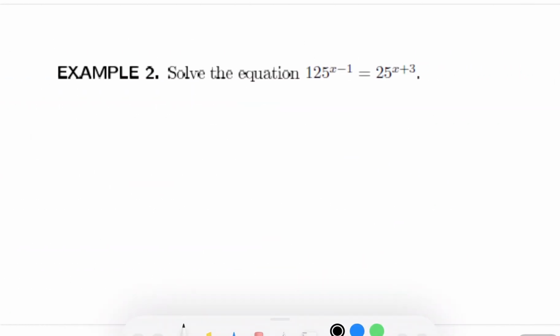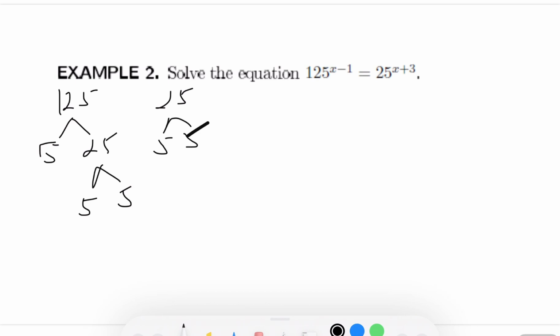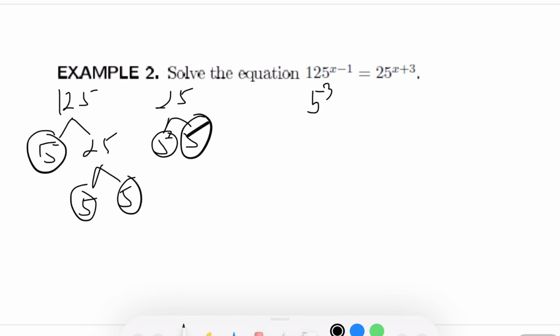Next, about this one. Okay, solve the equation here. Let me try. We can rewrite 125 as 5 times 25, and 25 is 5 times 5. So our aim here now, since they have the same base, we can use 5 as our base. So we can rewrite this as 5 cubed, to the power of 3 times x minus 1.